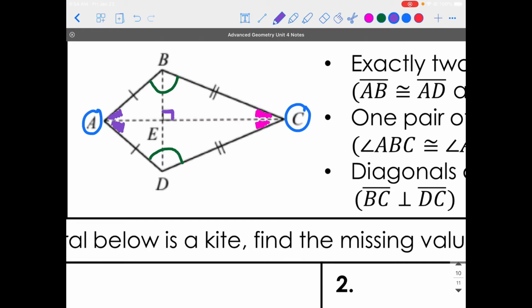Now also, I'm running out of colors. Not purple, I wanted blue.